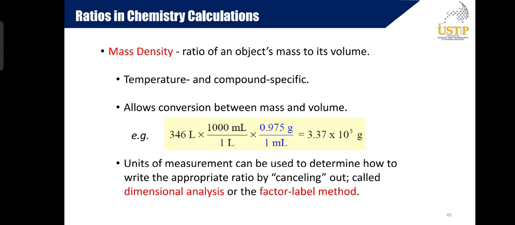So for the mass density, the ratio of an object's mass to its volume, its mass density is described as the ratio of an object's mass to its volume. And the temperature is compound specific. So it allows conversion between mass and volume. When you say mass density, it allows you to convert a certain volume and mass.